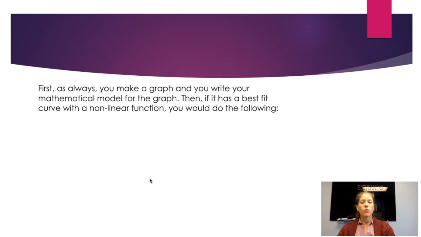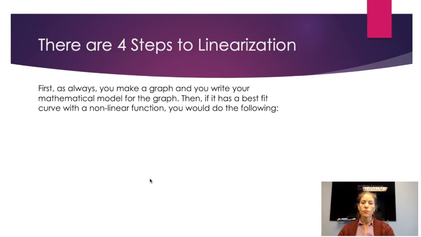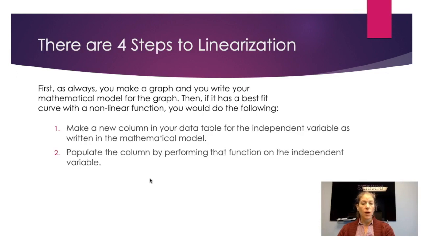First, as always, you make your normal graph. You write out your mathematical model. If it has a best fit curve with a nonlinear function, then you're going to do the following. First, you're going to make a new column in your data table for the independent variable as it's written in the mathematical model. Then you're going to populate that column by performing the function on the independent variable.